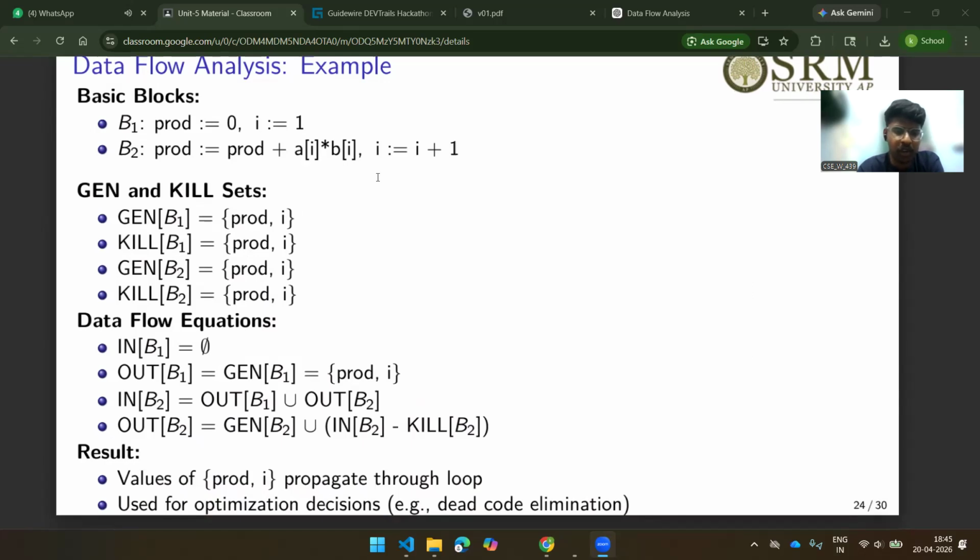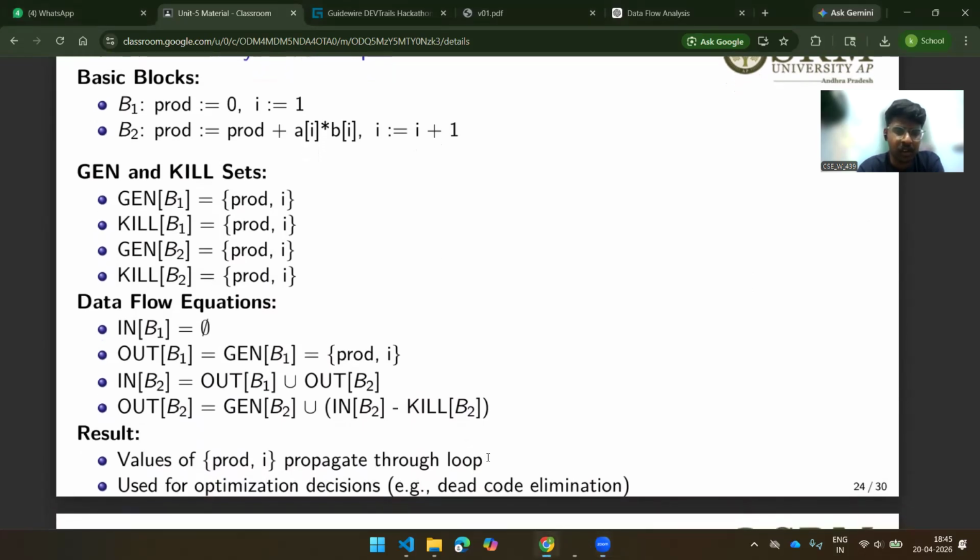Since B2 depends on itself due to the loop, values keep propagating until they stabilize. This shows how a variable persists across iterations, critical for detecting useless updates and optimizing decisions.